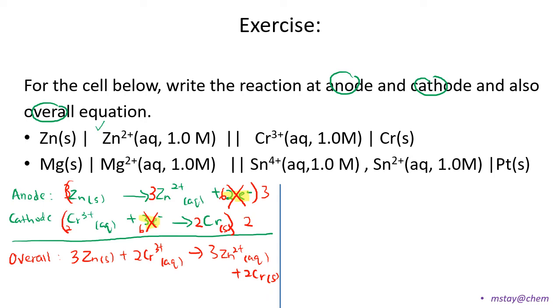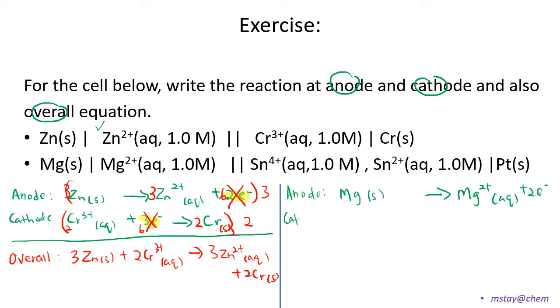Next part of the question, which is the magnesium. Again, we know that we need to write down magnesium as the anode and not the cathode, because the question didn't mention. Okay, the anode is the magnesium solid, and then we'll produce Mg2+ aqueous plus 2 electrons.